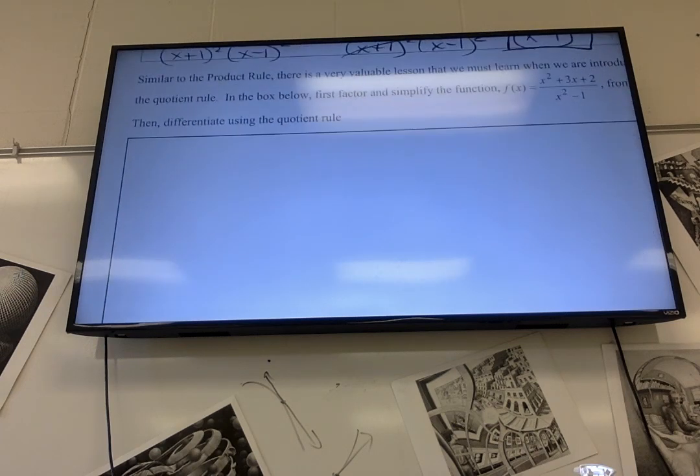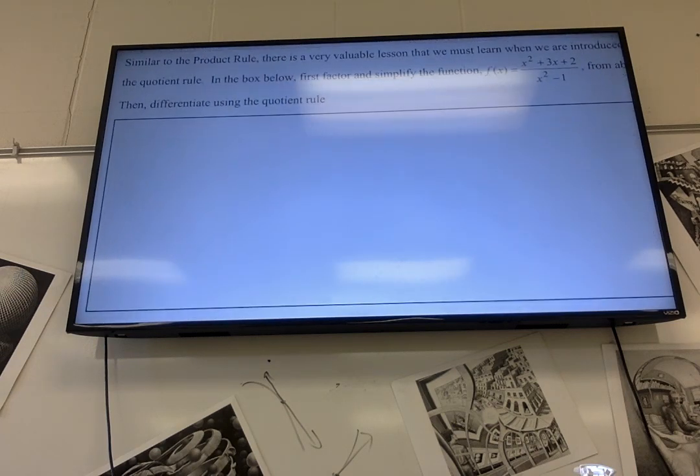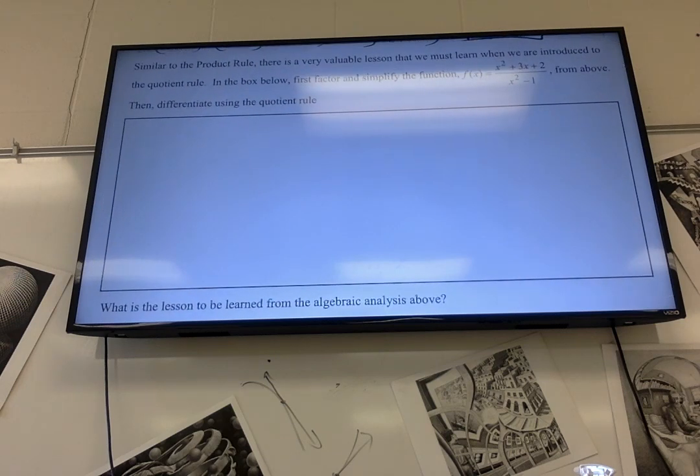Similar to the product rule, there's a very valuable lesson we must learn here. We are introduced to the quotient rule in the box below. First factor, then simplify the function from above, then differentiate using the quotient rule. So this is the problem we had to begin with. And what they're saying is, hey, why don't we factor it first?